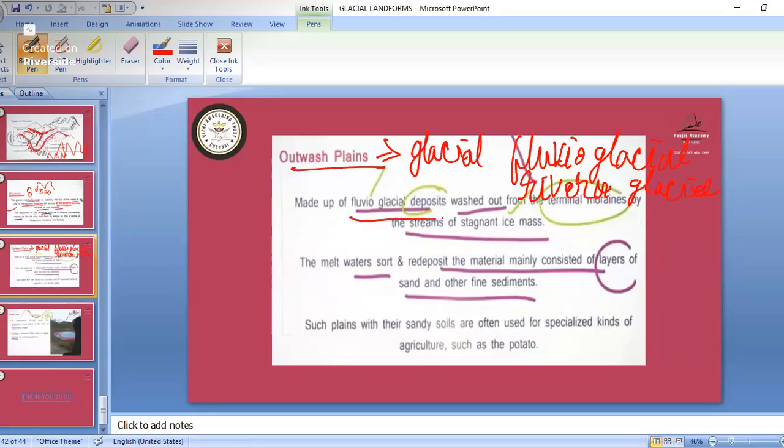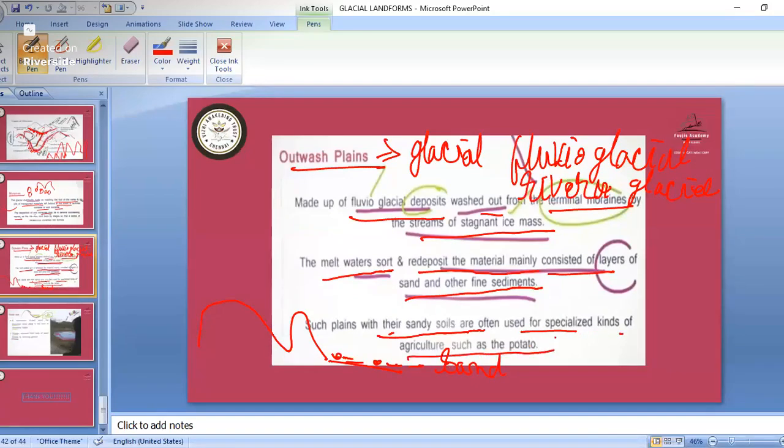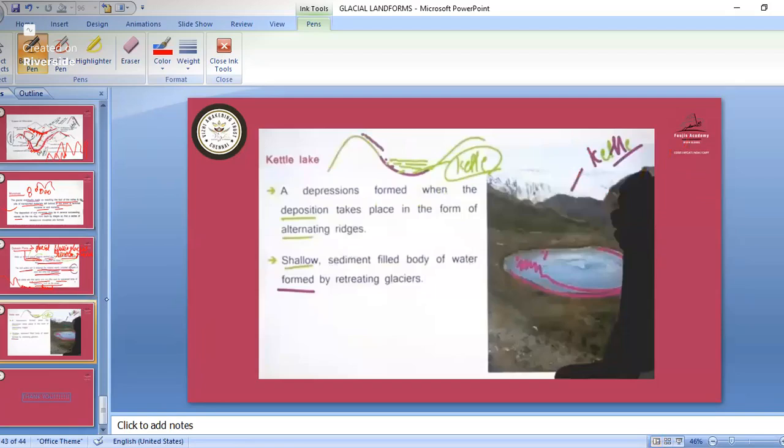It is made up of fluvio-glacial deposits washed out from the terminal moraines by the streams or the stagnant ice mass. The meltwater sorts and redeposits the material, mainly layers of sand and other fine sediments. At the base area, finer particles like sand have been deposited. So they are the outwash plains. Such plains with sandy soils are often used for specialized kinds of agriculture such as potato. So that is about the outwash plain.